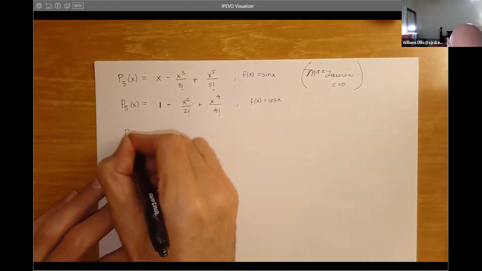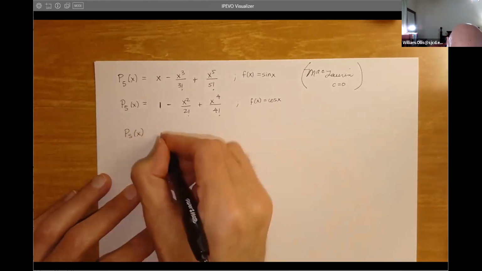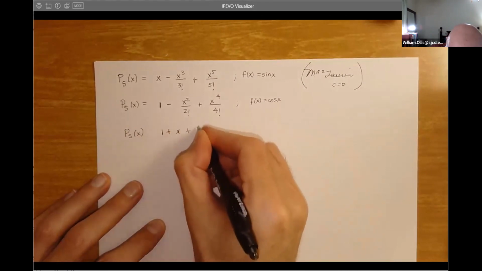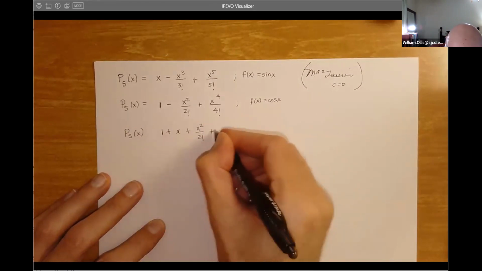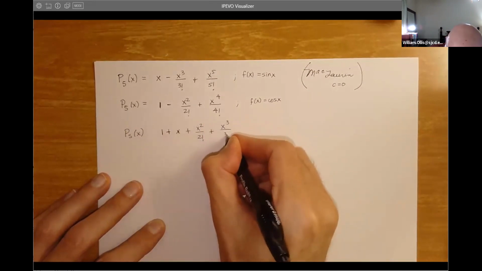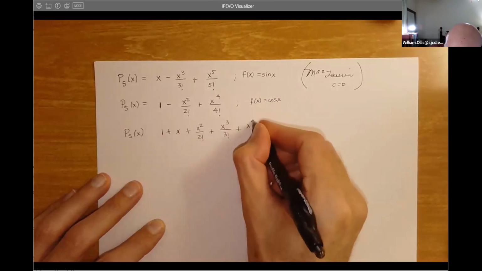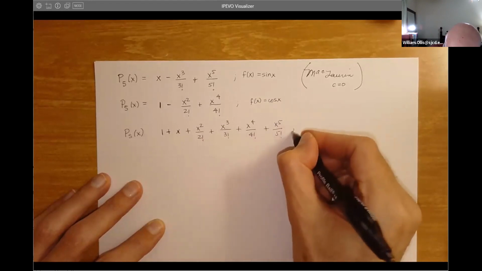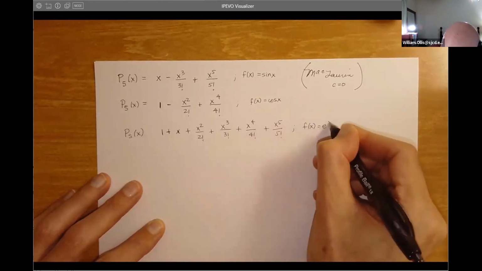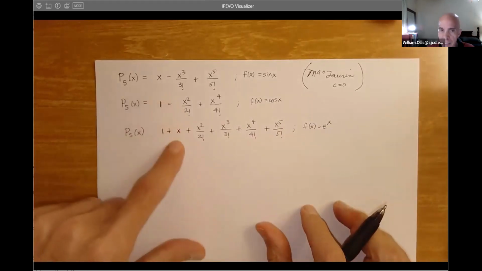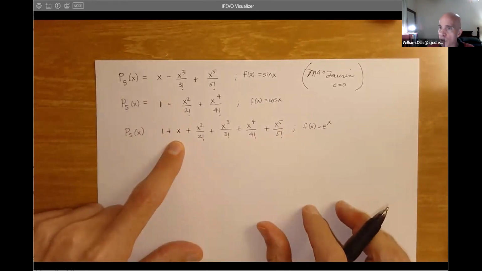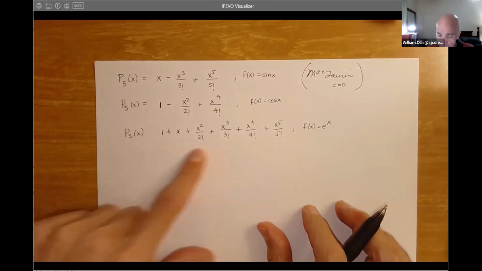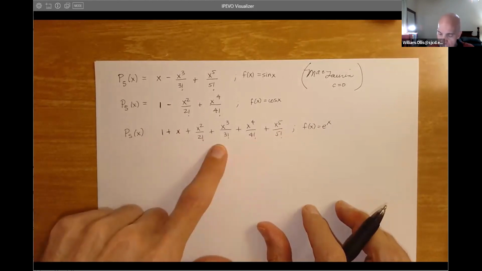And then we can do a 5th degree for e to the x. It looks like this: 1 plus x plus x squared over 2 factorial plus x cubed over 3 factorial plus x to the fourth over 4 factorial plus x to the fifth over 5 factorial. And this is where f of x equals e to the x. So the thing is that all of these are going to be extended infinitely to infinite series. And we'll be able to analyze the remainder to verify them. But the e to the x Maclaurin, all of these are Maclaurin, c equals 0.